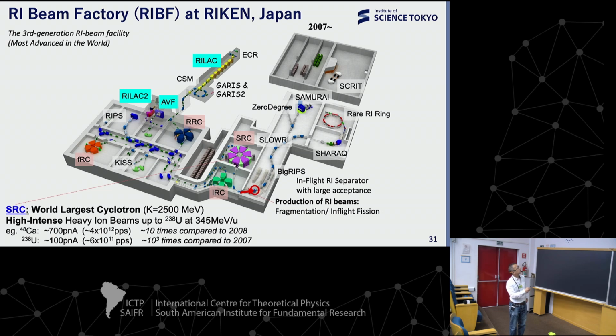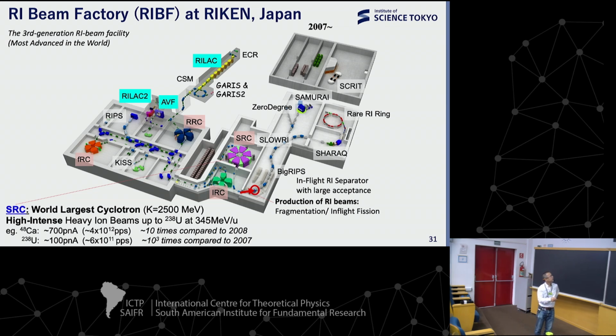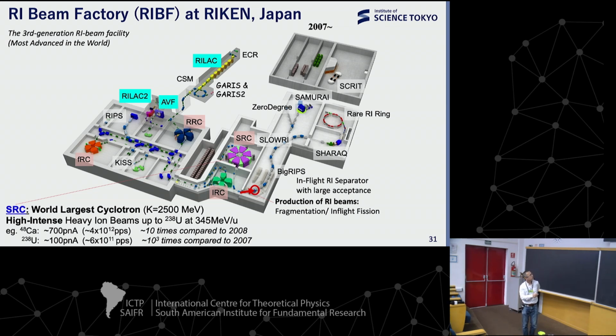But it is actually still the most advanced RI beam facility in the world, the third generation RI beam facility since 2007. The acceleration starts from here, and with the cascade of cyclotrons the energy reaches the last cyclotron, the superconducting ring cyclotron. It's the world's largest cyclotron, registered in Guinness, actually. It provides us high-intensity heavy ion beams up to uranium at 345 MeV per nucleon.